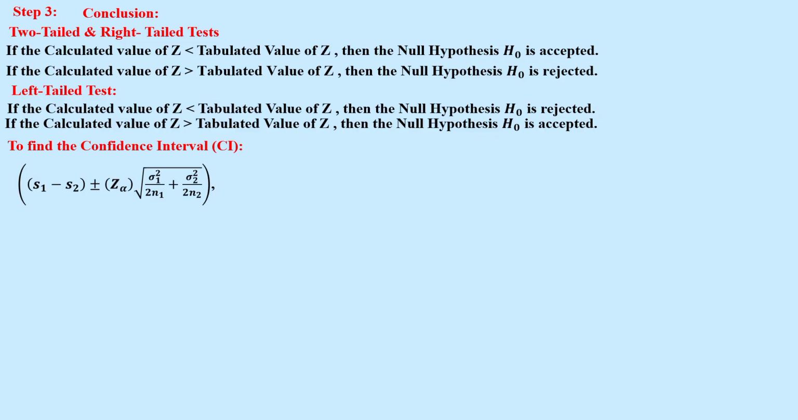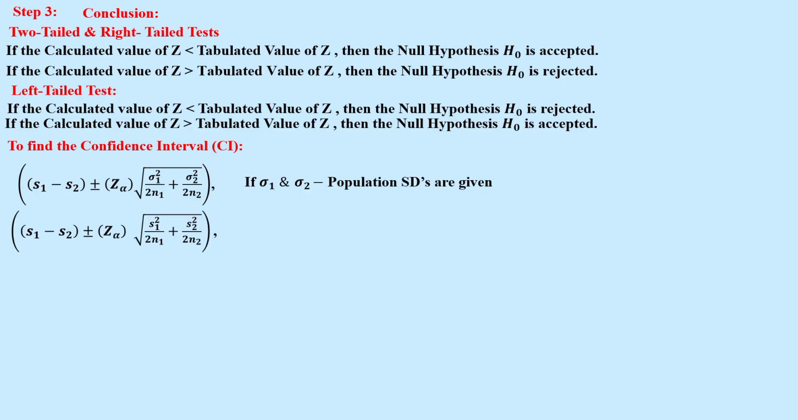Confidence interval formula: s1 minus s2 plus or minus z times root of sigma 1 square by 2 n1 plus sigma 2 square by 2 n2, if sigma 1, sigma 2 are given. Otherwise, s1 minus s2 plus or minus z times root of s1 square by 2 n1 plus s2 square by 2 n2, if the sample SDs are given. So here, not population, small s1, s2, the sample SDs, are given.